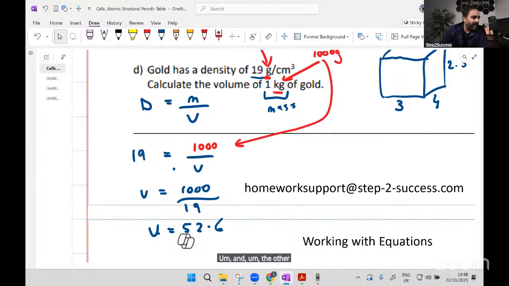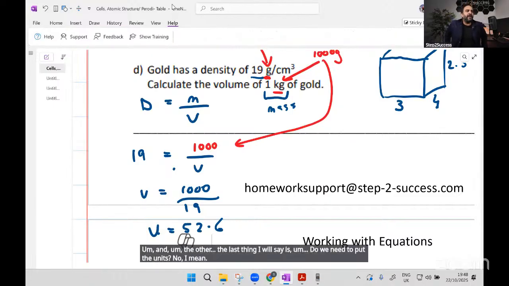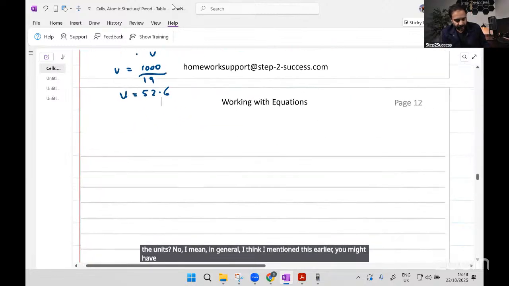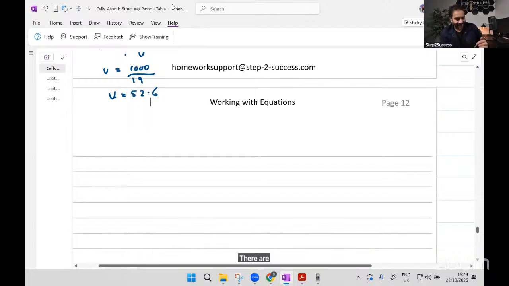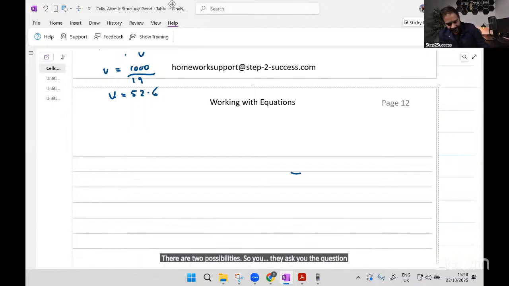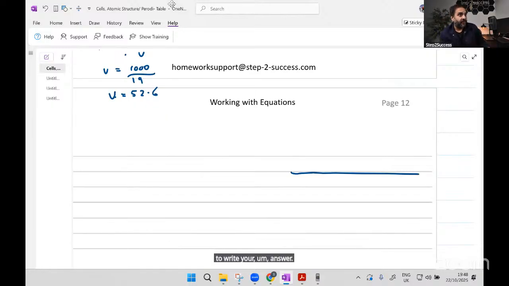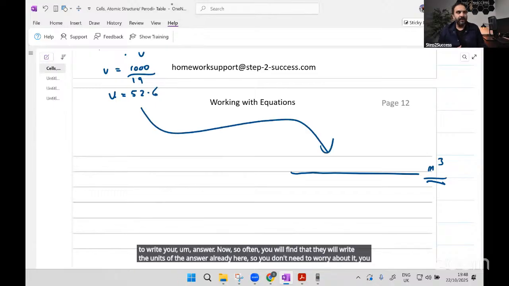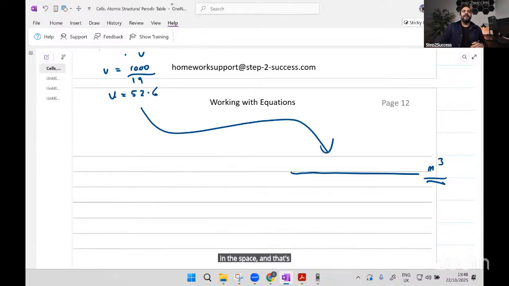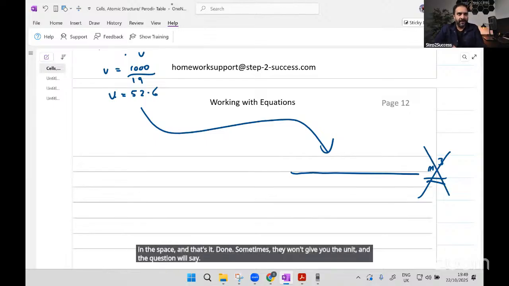The last thing I will say is, do we need to put the units? No. In general, I think I mentioned this earlier, you might have joined a little bit later, but when you do these questions in an exam, there are two possibilities. They ask you the question, and then at the end of it, they leave a line to write your answer. Often they will write the units of the answer already here, so you don't need to worry about it. You just write the answer in the space, and that's it, done. Sometimes they won't give you the unit, and the question will say, state the unit in your answer.